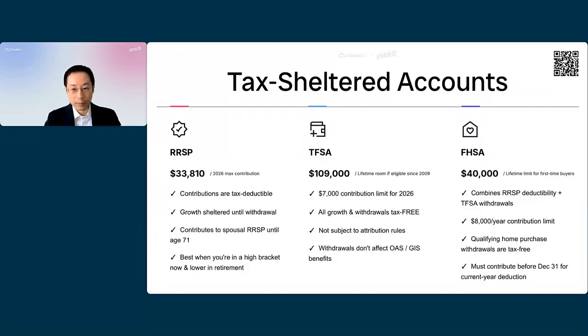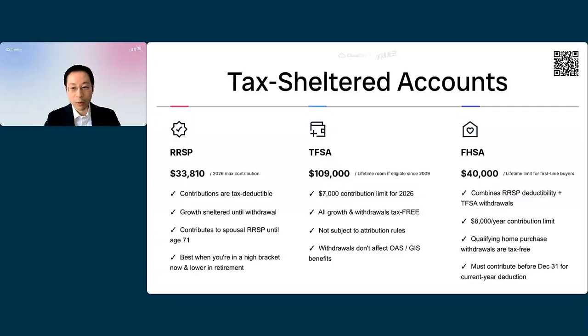There is a mandatory withdrawal date, December 31st, when the taxpayer turns age 71. So make sure we plan early on the withdrawals. If you are a non-resident, there's no new RSP room, and there could be a 25% withholding tax less any tax treaty amounts.